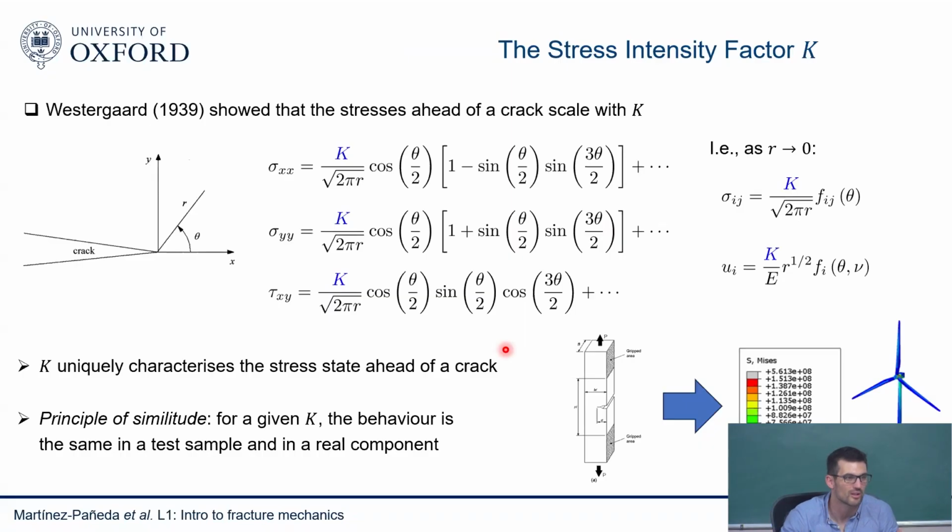It could be a bridge, it could be any component, as long as we have the same k, basically. So yeah, this is the idea. This is the principle of similitude that we can take. It's the same behavior in a test sample and in a real component, as long as that k field exists. And this is what engineers make use of all the time.